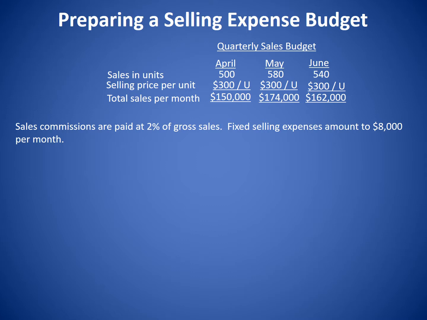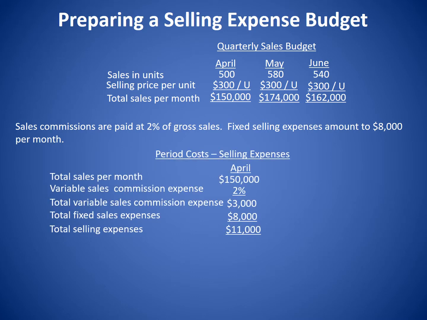So in doing our calculations, we take our period cost and selling expenses for April. We know our sales are going to be $150,000 a month times our variable sales commission at 2%. So we have variable sales commission expenses of $3,000. To that, we add our fixed sales expense, and those don't change no matter what our volume is. So the total selling expense for April will be $11,000.